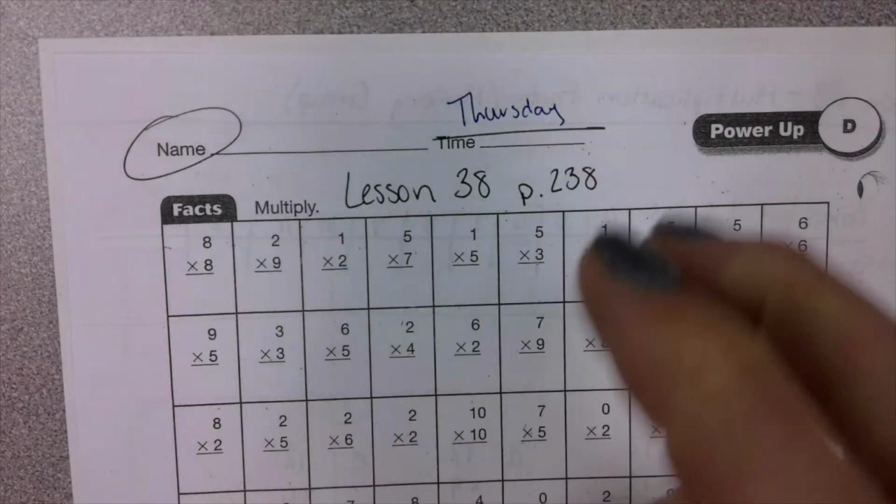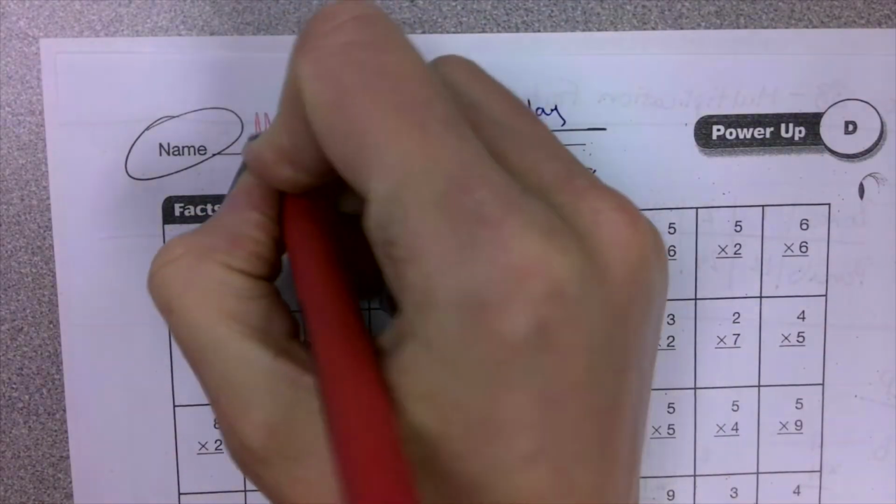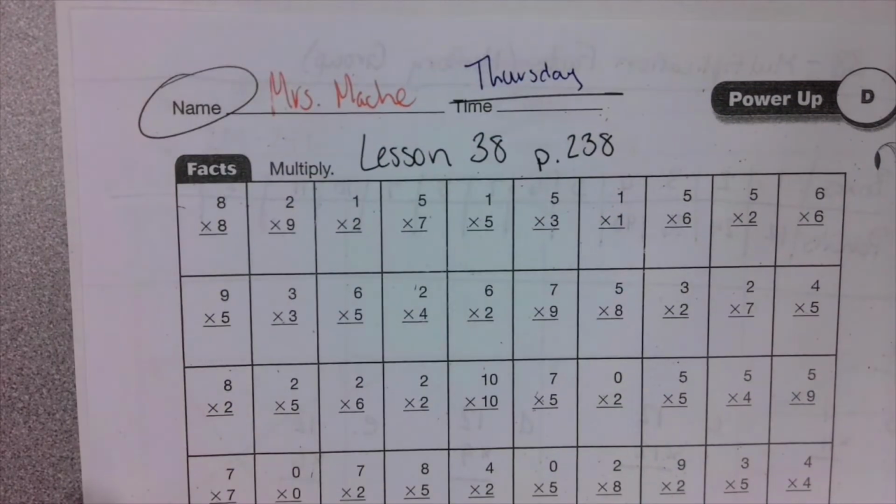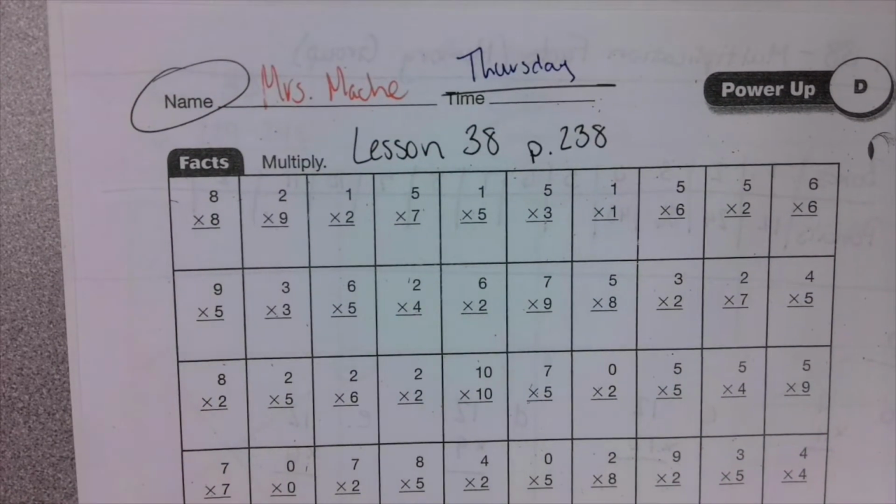Today we're on lesson 38. Make sure you've got your name on top of your paper. We're going to go with our power up first. When we're done with our power up, we'll do our mental math and our problem of the day. Go ahead, press pause, do all of your problems, and then we can correct them together.